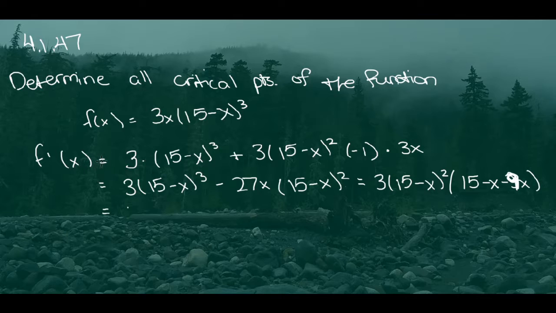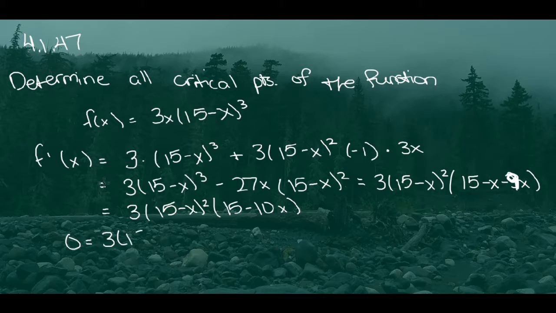Okay, so what does that become? Well, it's 3 times (15 minus x) squared times (15 minus 10x). Okay, so this is my derivative. Now I want to solve for where this is equal to 0 or is undefined. Well, this is going to be defined everywhere because it's a polynomial. Polynomials are defined everywhere, so I just have to figure out where it's equal to 0.